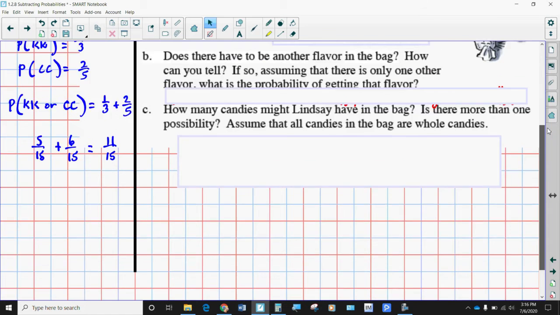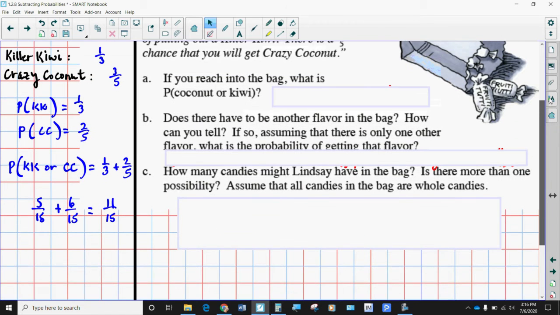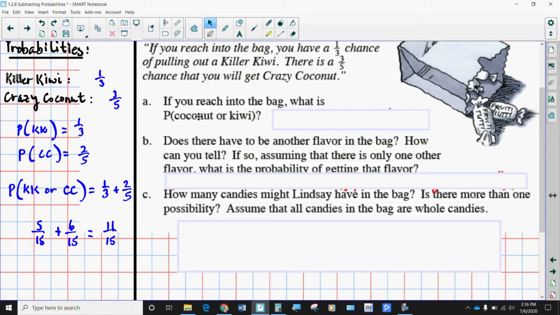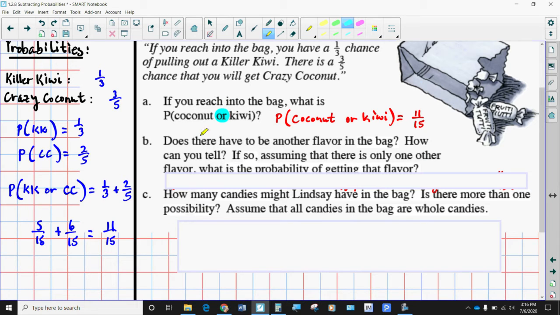So to answer this first question, if you reach in the bag, what is the probability of pulling out either the coconut or the kiwi flavor? That would be 14/15, because it's the sum of these 2 probabilities, because we use the word or. All right, so does there have to be another flavor in the bag? How can you tell? Well, what does this number represent right there? Isn't that not a complete bag, right? It's 14/15. The complete bag would be 15/15.